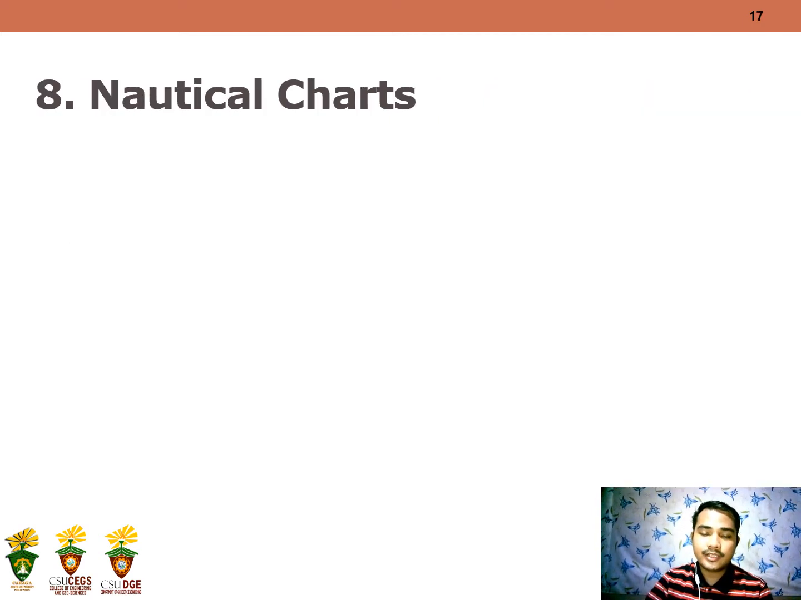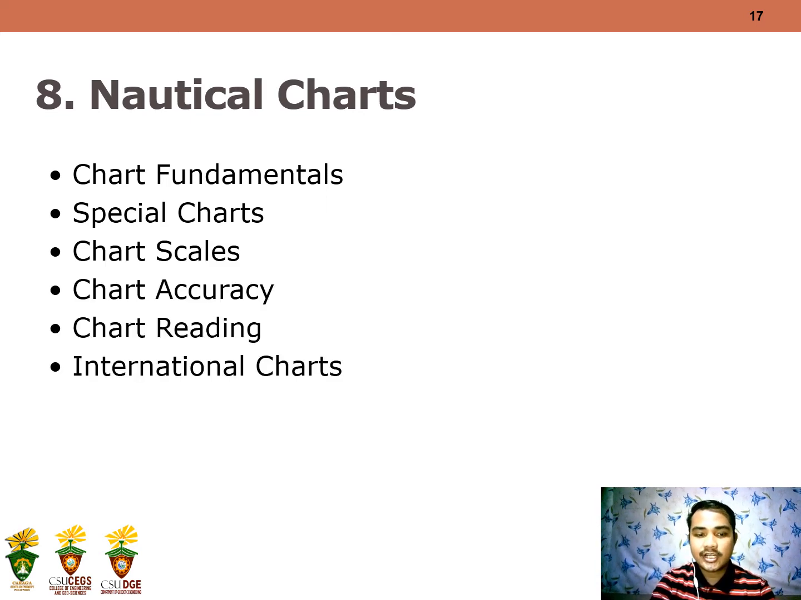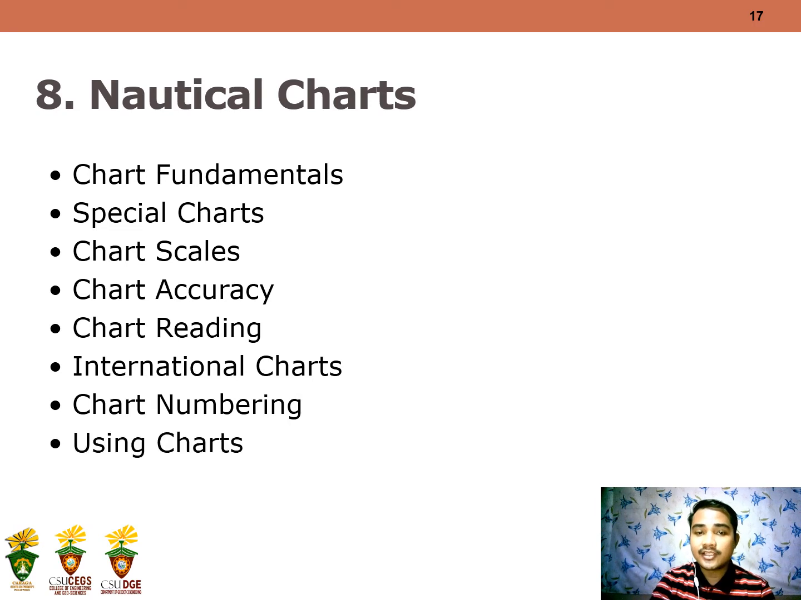Topic 8 is all about nautical charts. In this topic, we have subtopics to be discussed: the chart fundamentals, the special charts, chart scales, chart accuracy, chart reading, international charts, the chart numbering, and the uses of charts. So nautical charts are mainly the output of the hydrographic surveys, especially when intended for harbors and even ports. We need to have this knowledge about nautical charts.